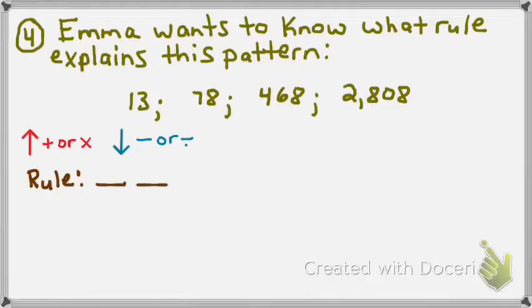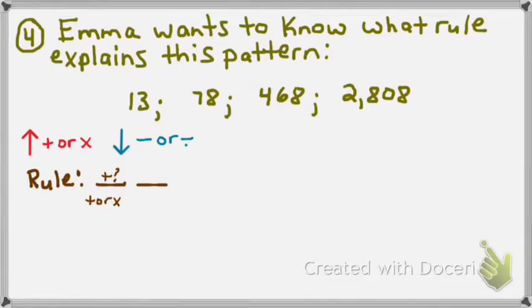Go back and look at my numbers. I have 13, 78, 468, 2808. My numbers are definitely getting larger, so I know that this has to be either an addition or a multiplication rule. I'll take a guess and check and try an addition rule first.